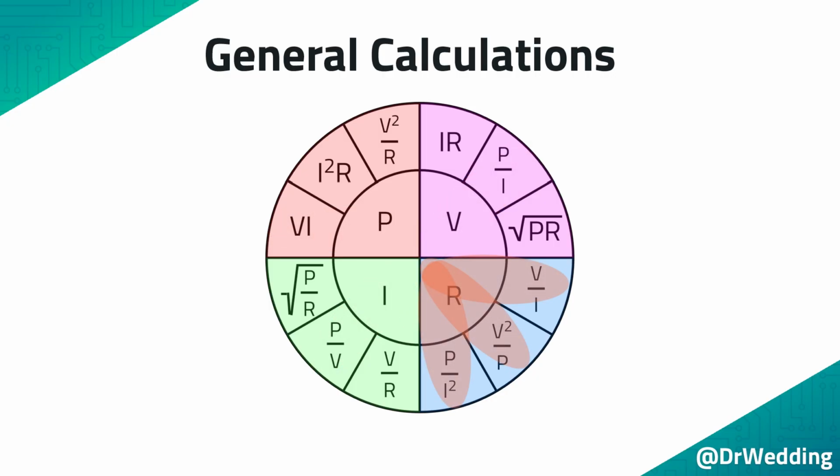Assume you need to find a resistor value. So you go to the blue wedge, and there are 3 equations to choose from. If you were given voltage and power, then you would use the equation R equals V squared over P.